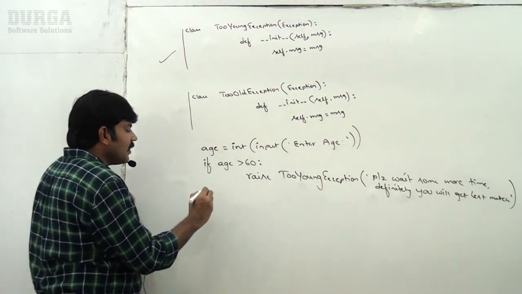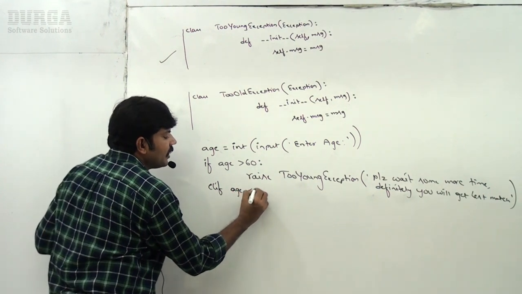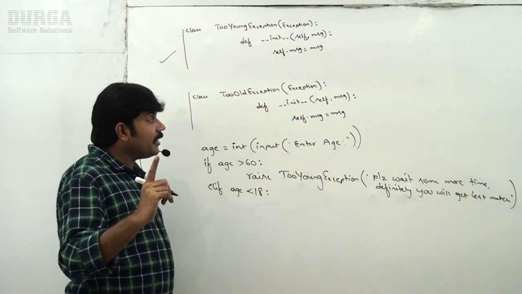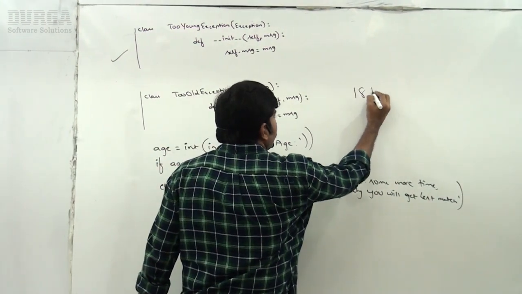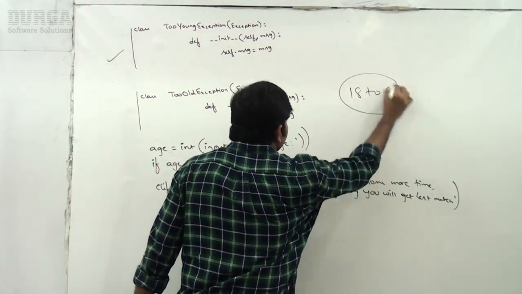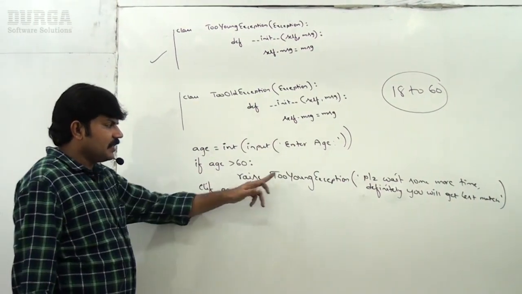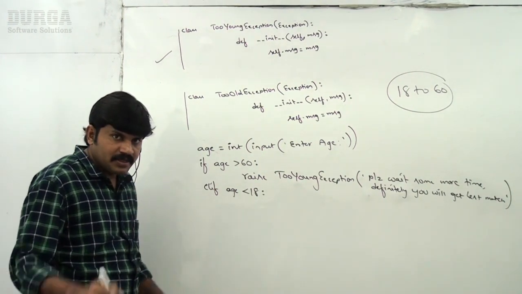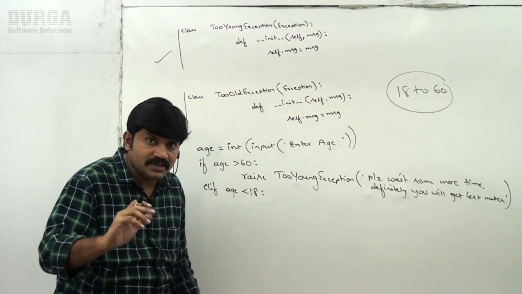Okay, sir, if the age is less than 18 years, I want to provide support. My matrimonial application will provide support from 18 to 60 years only. Remember, if the age is greater than 60, raise an exception. If the age is less than 18, it is also invalid, something goes wrong, so I have to raise an exception.